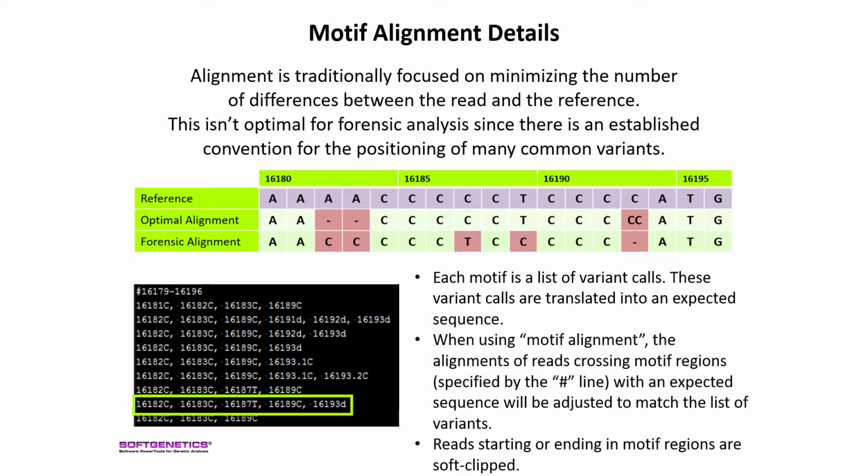When using the motif alignment, the motif regions are designated by a hash symbol before the locus designation. Reads that cross the region will be adjusted to match one of the possible variants in the list, while reads that either start or end in the motif regions will be soft-clipped. As you can see in the table, the traditional alignment has 2 deletions and an insertion, while the forensic alignment has 4 substitutions and 1 deletion, which matches the motif shown in the green box below. Motifs can be easily updated in the motif editor.